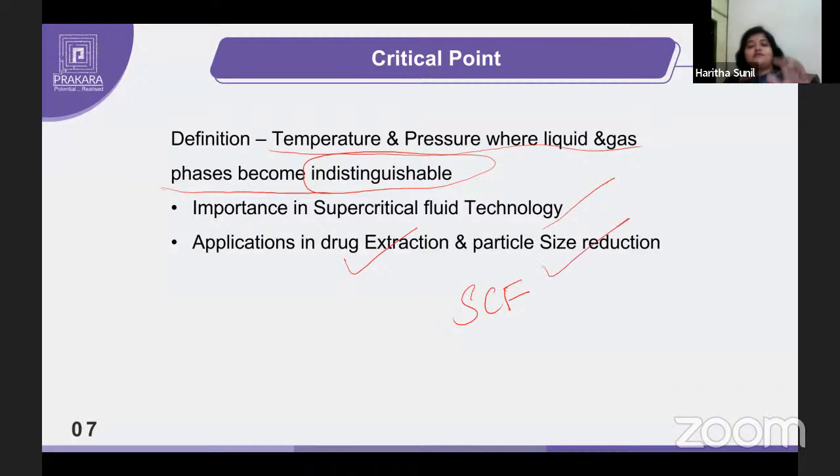So how is it useful in the drug extraction? The supercritical fluids, especially carbon dioxide, are used to extract the bioactive compounds from the natural sources, like caffeine removal from the coffee, active ingredients extraction from the plants for the herbal formulations. In all this, we use the supercritical fluid technology. And also we use it in the particle size reduction. This technology is mainly used to produce micronized or nano-sized particles, especially for the poorly soluble drugs.